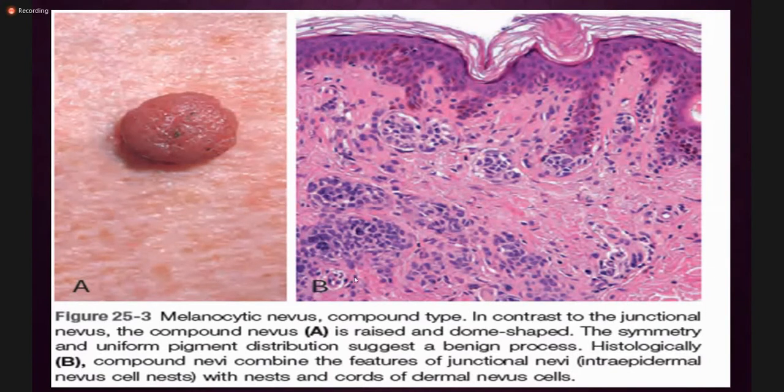Now you can see a large number of nests that are present in the dermis. So you see now the nests are present in the epidermis and dermis. So this means it's a compound nevus. The symmetry and uniform pigment distribution suggests a benign process. Logically, compound nevi combine the features of junctional nevus with intraepidermal nevus cells with nests and cords in the dermal nevus cells. So this is a dermal compound nevus.